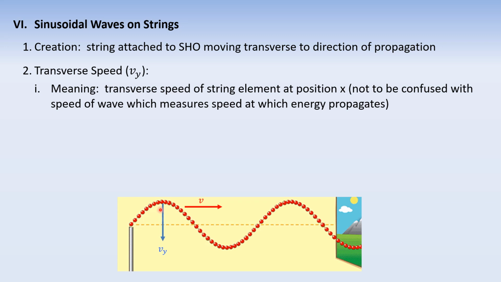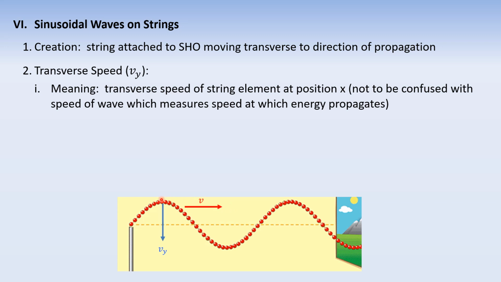Note that that particle oscillates up and down as a simple harmonic oscillator, and its speed changes continuously in time. It's important here that what we call v sub y, the transverse wave speed, is not to be confused with the speed v of the wave that we introduced in our last lecture. They measure two entirely different things. The wave speed v is a measure of the rate at which the wave propagates in the medium. It's a measure of how fast the energy travels in the medium.